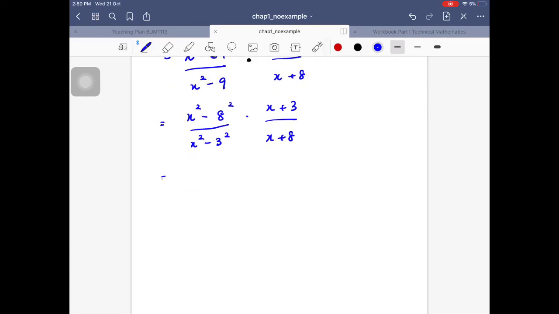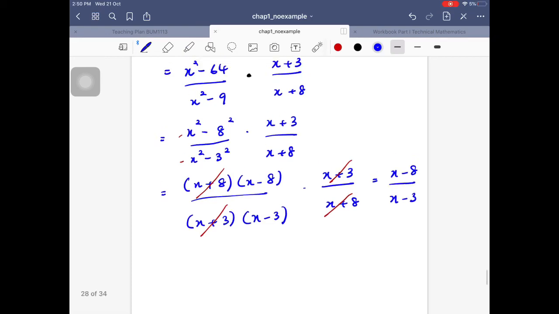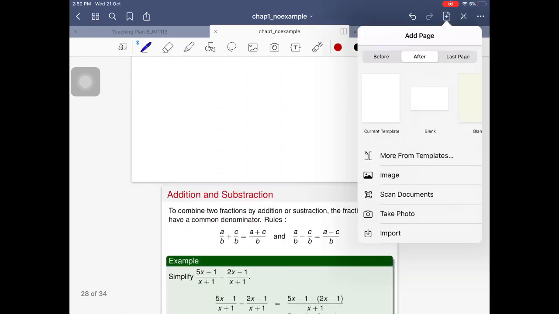And now I can simplify this further. When I apply the difference of squares for both of these, I'm going to have x plus 8 times x minus 8 over x plus 3 times x minus 3. Multiplied by x plus 3 over x plus 8, I cancel this and this, this and this, and therefore the simplest form is x minus 8 over x minus 3. Okay, so that is the case for number 5.